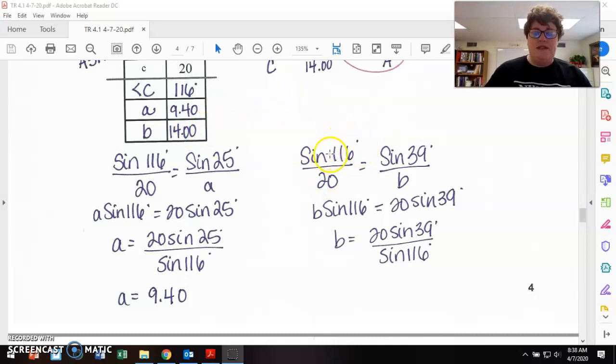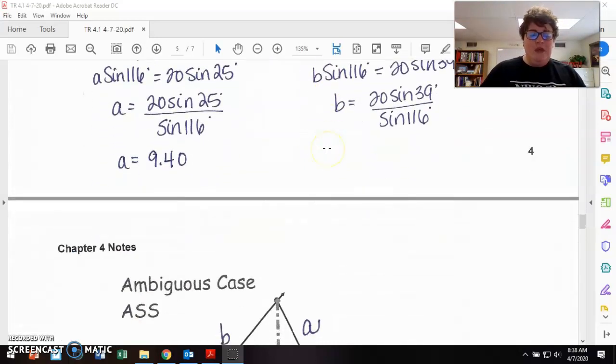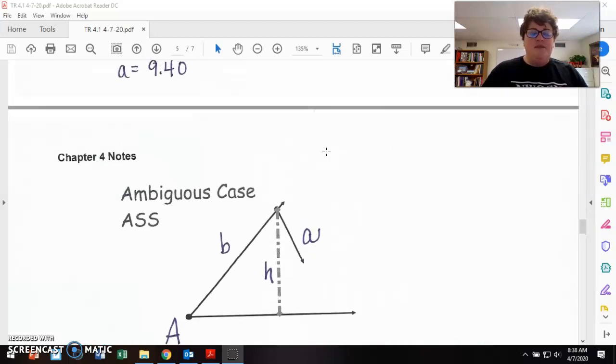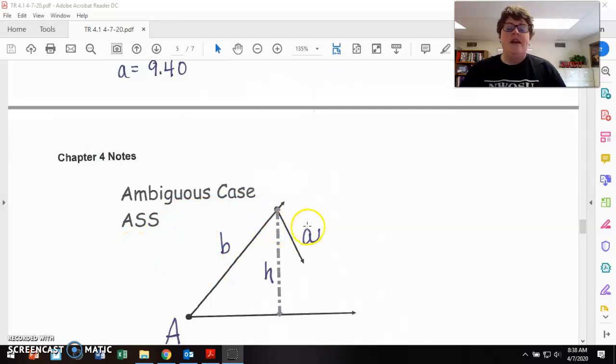So 2 decimal places. Okay, so let's talk about the ambiguous case. With the ambiguous case, you're given an angle, you're given its corresponding side, and then you're given what's called the included side. A couple of ways that I refer to this side over here as the hanging side. I don't know whether it's going to create a triangle, whether it's going to create a right triangle, whether it's not going to have any triangle at all. You also have your height, and that's how we are going to determine whether we have triangles.